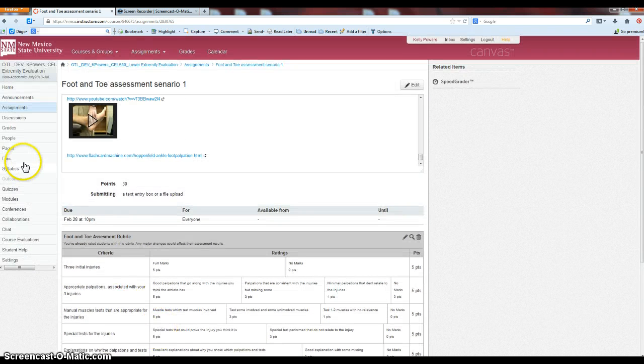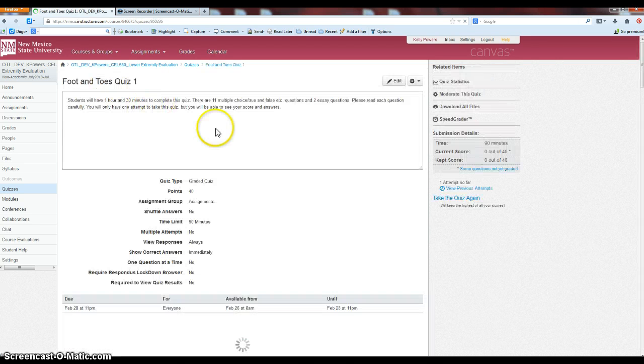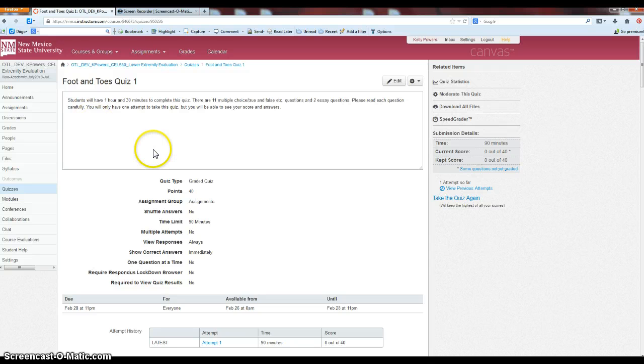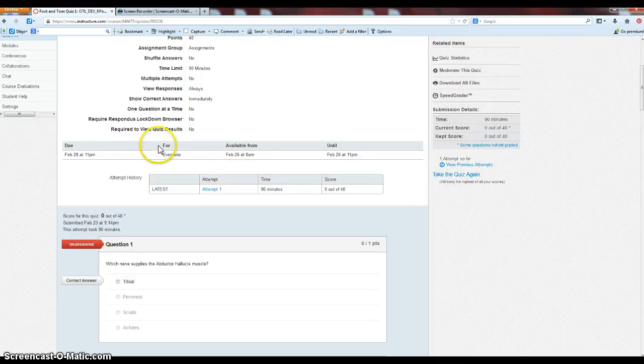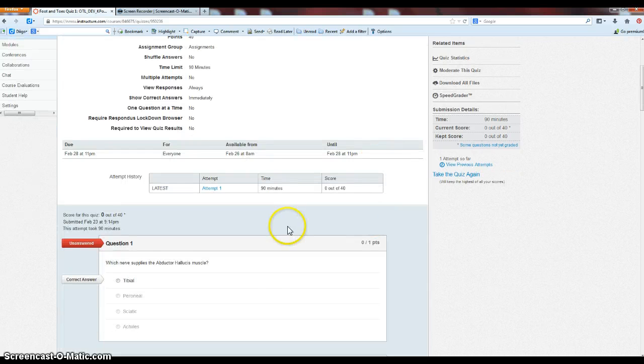So after that, we had to create a quiz. Going over to my quizzes tab, I did a foot and toes quiz. I gave the students 90 minutes because I want to make sure they have plenty of time for people who aren't necessarily good test takers or who might have issues with a computer or something like that. So I made it a 1 attempt. They can see their answers at the end and their score. So I made it 11 multiple choice, true and false, etc., and 2 essay questions.